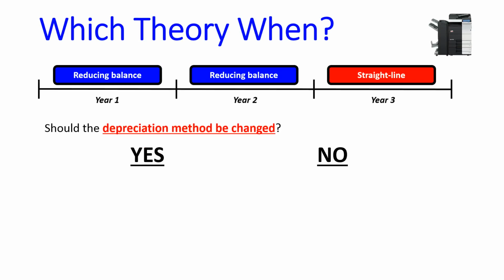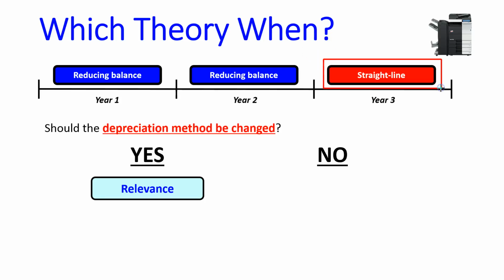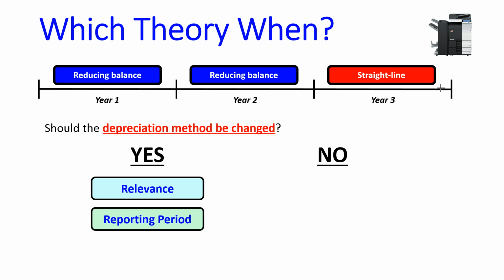So what are some theories that say, yes, I should change? Well, I guess one would be relevance. If I think a photocopier is actually only going to earn the same amount of revenue, well then, yeah, I should definitely change to straight line. That'll help make better decisions. Also, reporting period. If I think that more accurately reflects the expense for the period, well, that's what reporting period says to match against my revenues.